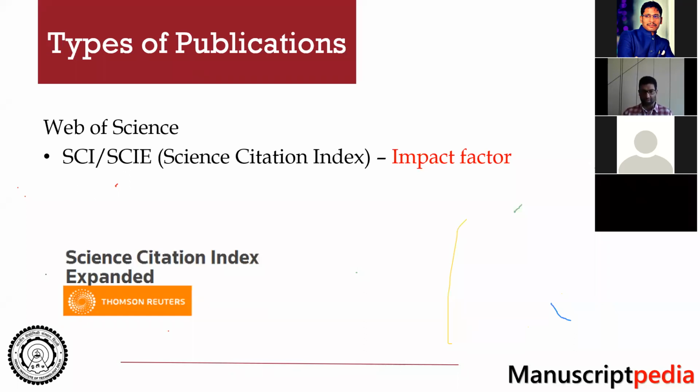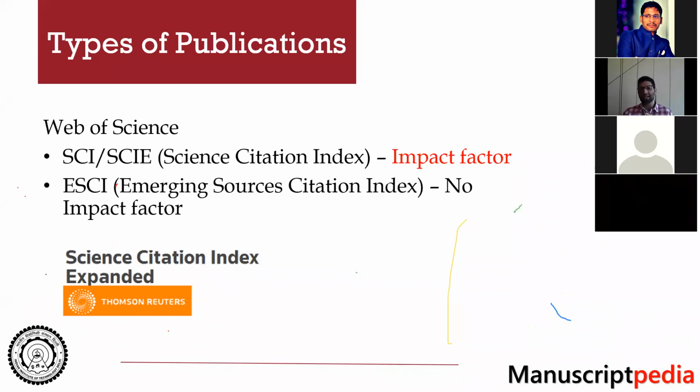Now, mind it, friends, as I told you that there are many journals, fake journals, hoax journals. Similarly, there are different organizations that award impact factor. So when you're looking for an impact factor, you should look for an SCI or Web of Science. What is the second? The second one is the ESCI, Emerging Sources Citation Index. It doesn't have an impact factor.